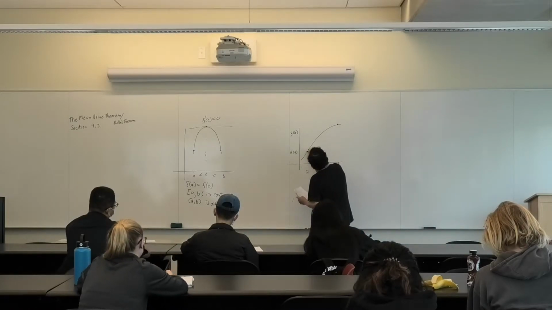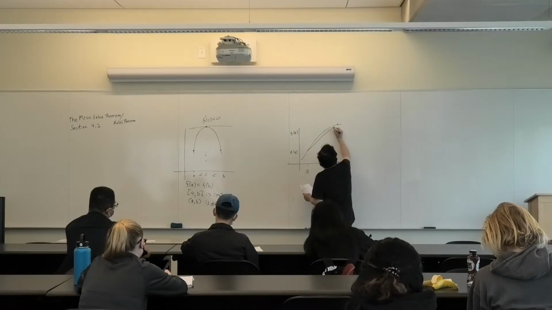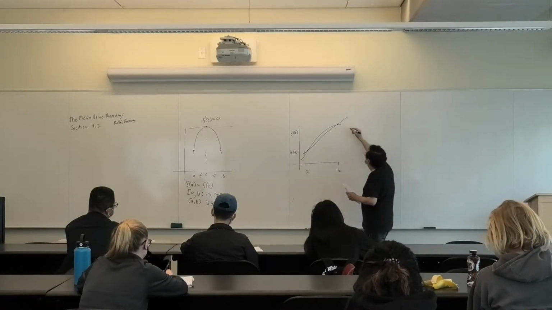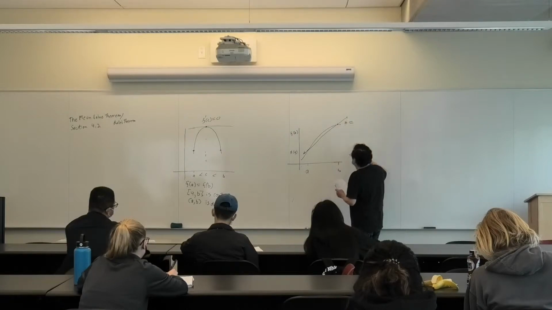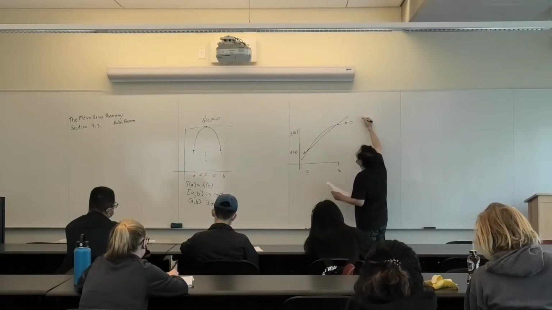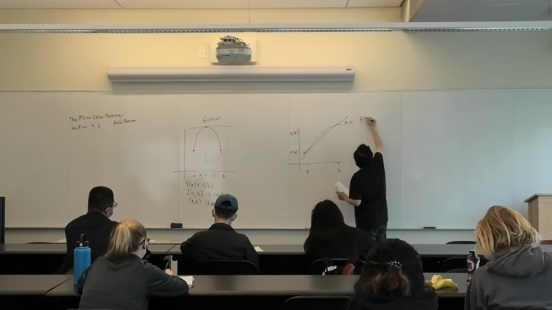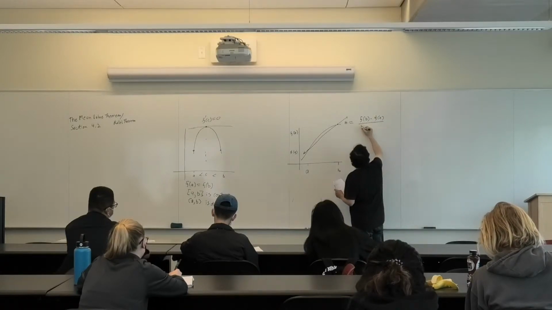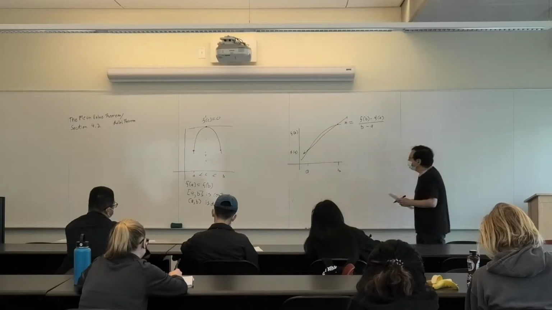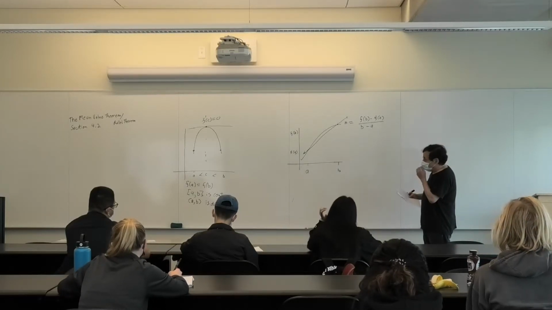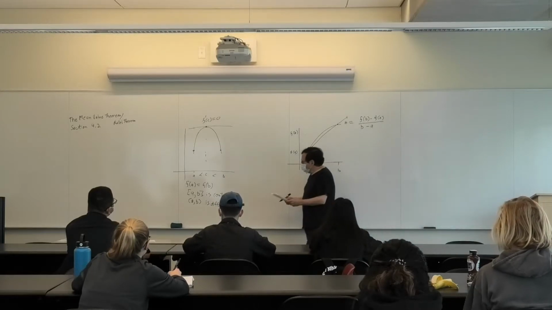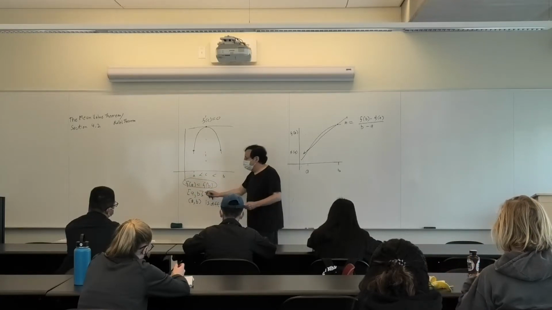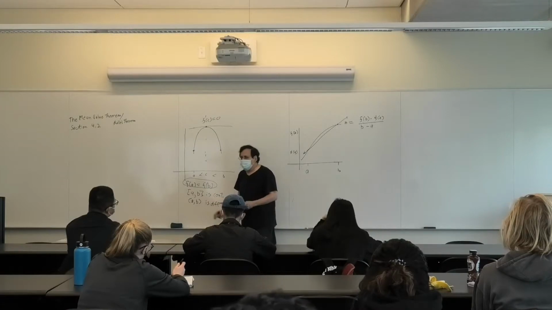Now, if I connect these points with a line, it's going to have a slope. And the slope's going to be f of b minus f of a over b minus a. The mean value theorem has the same requirements, except for this. It has to be continuous on the interval and differentiable.